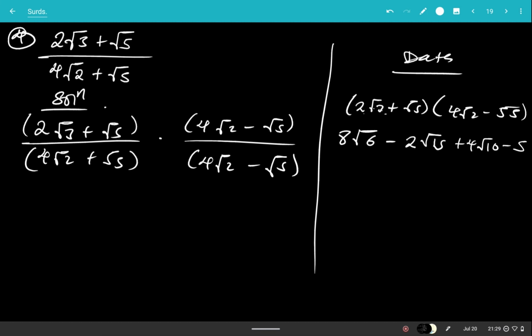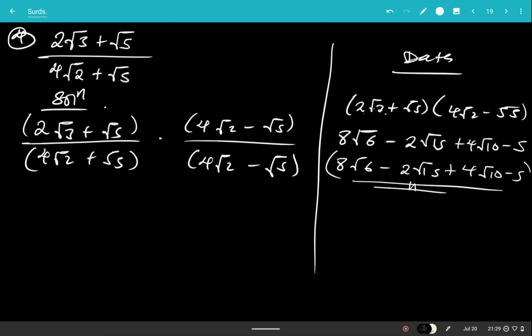Then you can simply just try to manipulate what you have and get a proper value. So you're going to get a case where you have something as 8 root 6 minus 2 root 15 plus 4 root 10 minus 5. So it's not in all cases that you might have something like this. Sometimes you might have something simpler than this. In my case, I changed the roots so that you look at all the possible cases that you might have.